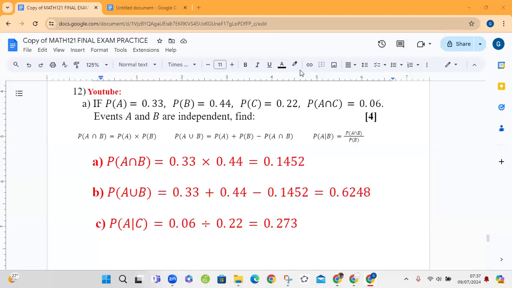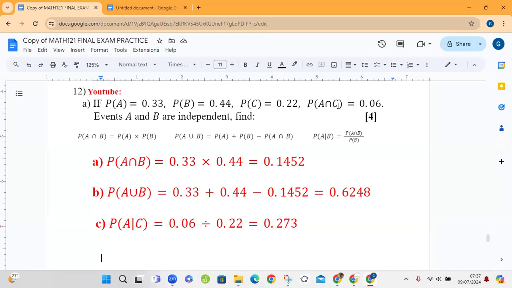In this video, we are going to discuss number 12, starting with number 12 part A. Here we are given a list of probability values. P of A is 0.33, P of B is 0.44, P of C is 0.22, P of A intersect C, or A and C, is 0.06. And also, we have been given an added piece of information where A and B are independent.